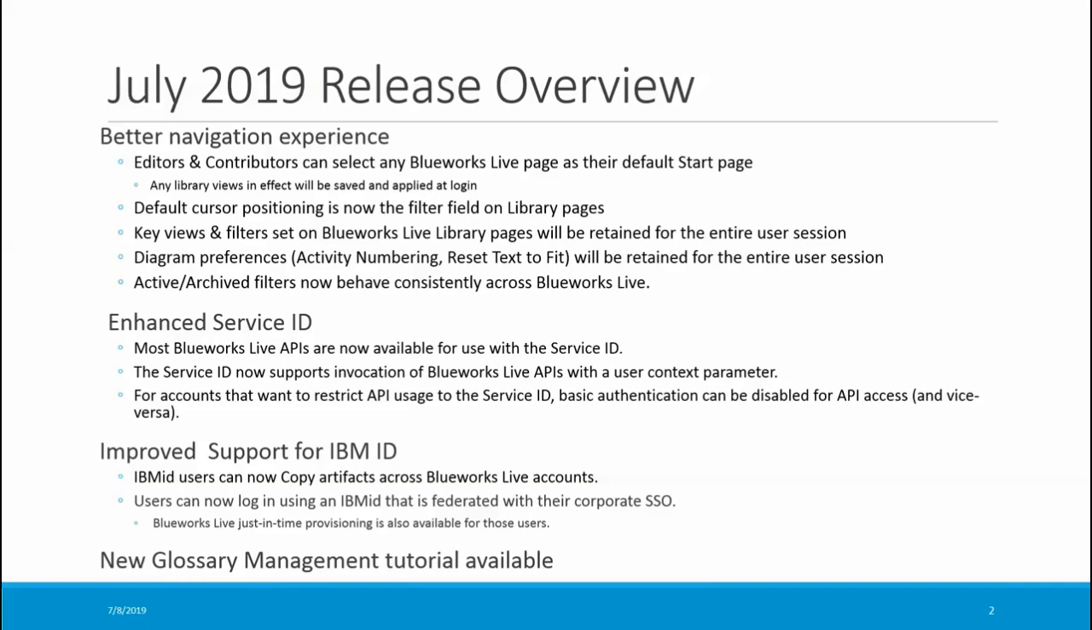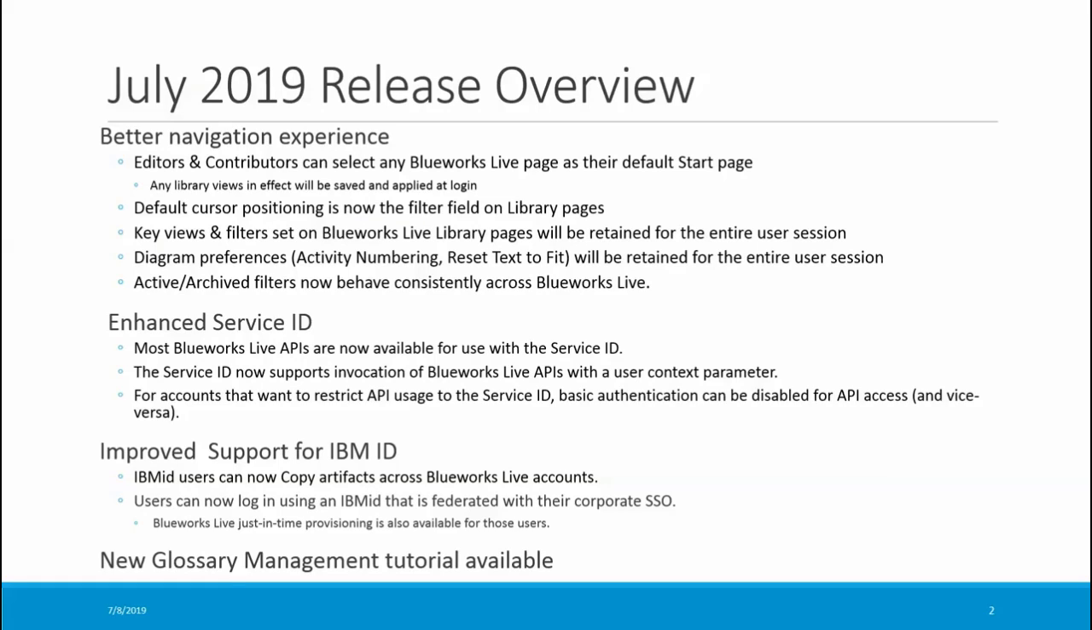Diagram preferences, in particular activity numbering and reset text to fit, will remain in effect throughout the user session for all blueprints unless they're explicitly reset. And the active archived filters behave consistently across Blueworks Live now. Now, as far as the service ID enhancements go, most Blueworks Live APIs are now available for use with the Service ID. The Service ID now supports invocation of Blueworks Live APIs with a user context parameter. And for accounts that want to restrict API usage to the Service ID, basic authentication can now be disabled for API access or vice versa.